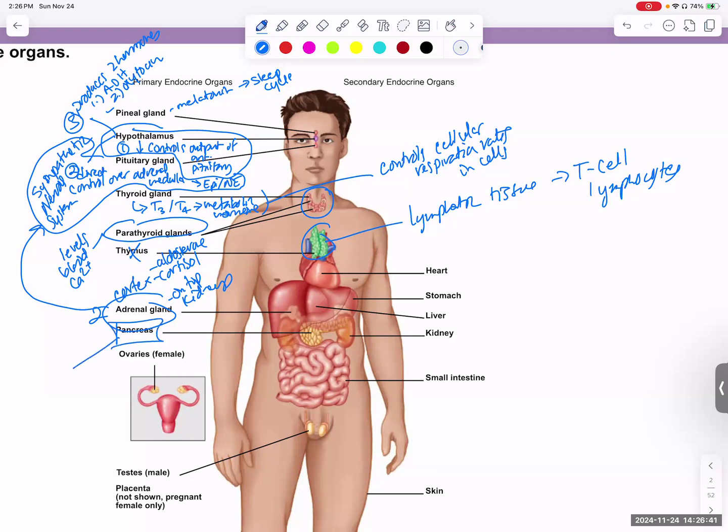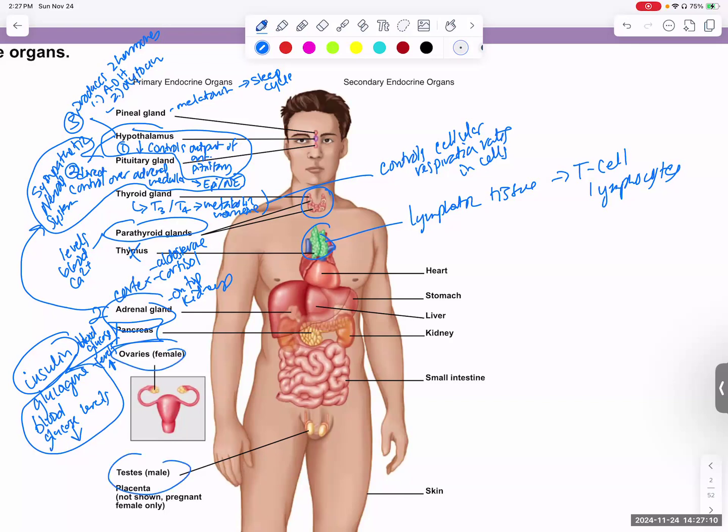Then we also have the pancreas. For endocrine, it secretes insulin and glucagon. Insulin's the big one. Insulin gets secreted when blood glucose levels go up. Glucagon when blood glucose levels go down. Of course, we have ovaries, testes. Those are producing estrogen, progesterone, and testosterone.